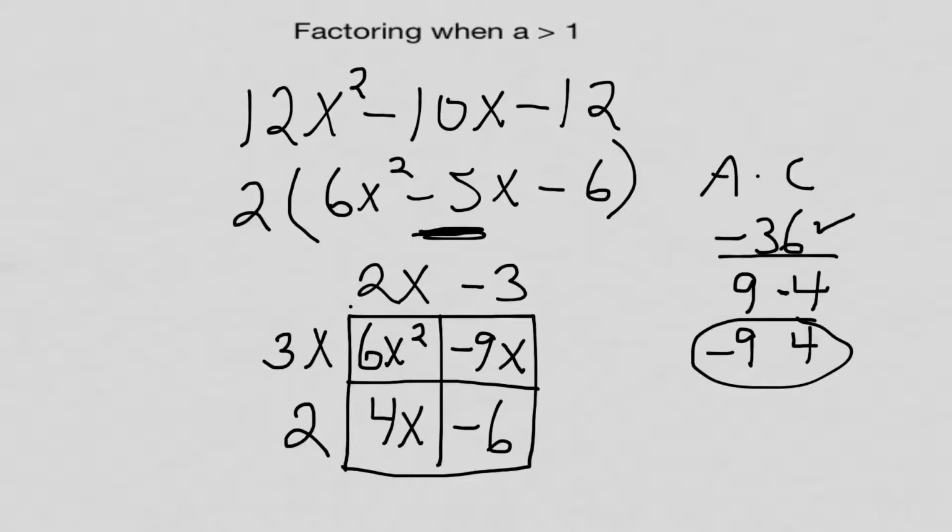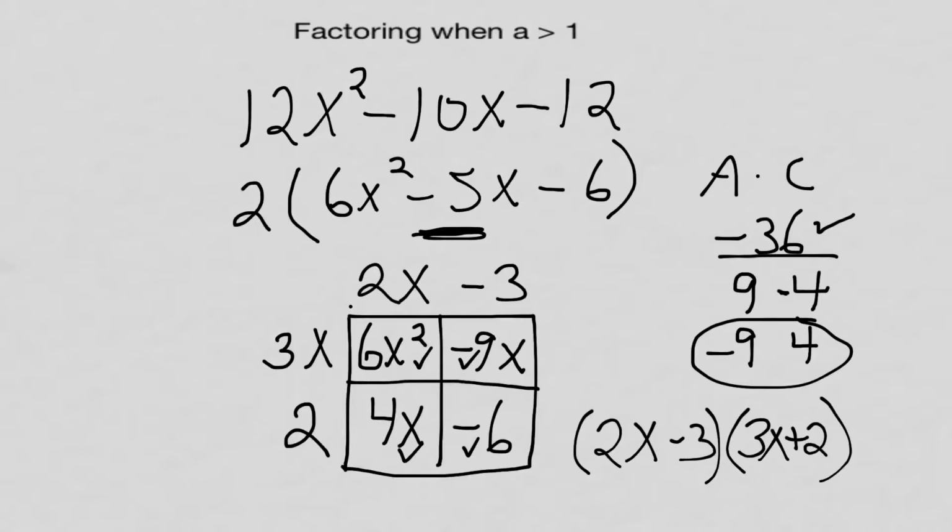All right. Let me check these. 2x times 3x gives me 6x squared. -3 times 3x gives me -9x. 2x times 2 gives me 4x. -3 times 2 gives me -6. I'm done. The answer to my problem is 2x minus 3 times 3x plus 2.